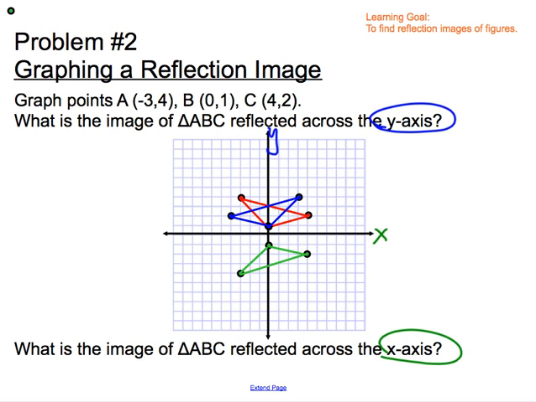So here we have triangle ABC reflected across both the y and x axis.